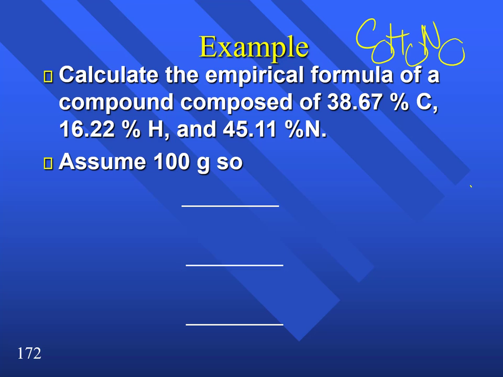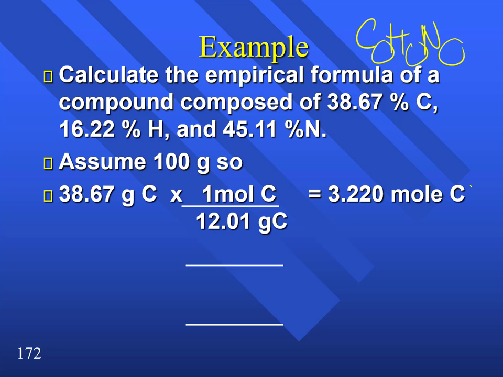Okay. So we assume 100 grams, so I can say that I've got 38.67 grams of carbon. Are we okay with that? Because if I got 100 grams, 38.67% of 100 is 38.67. That's why you pick 100, because it makes the math easy. And then take those grams and turn them into moles.